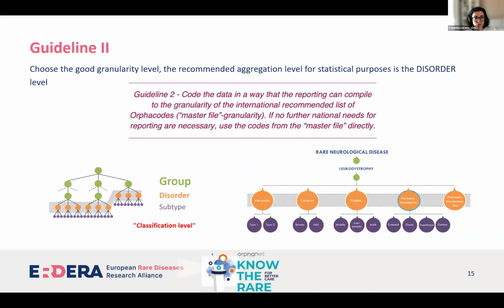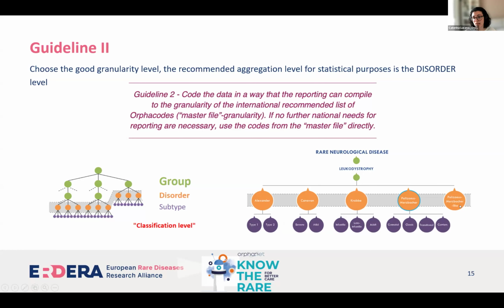Moving on to guideline 2. Guideline 2 suggests to choose the correct granularity level to code the patient. So code the data in a way that the reporting can compile to the granularity of the international recommended list of Orpha codes. What we recommend is to code at the disorder level. Here you have an example of a classification. You have groups, disorders, and subtypes.